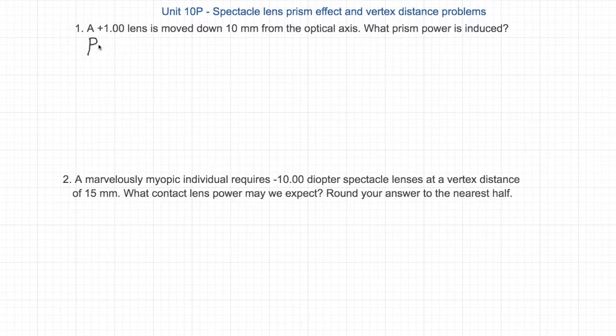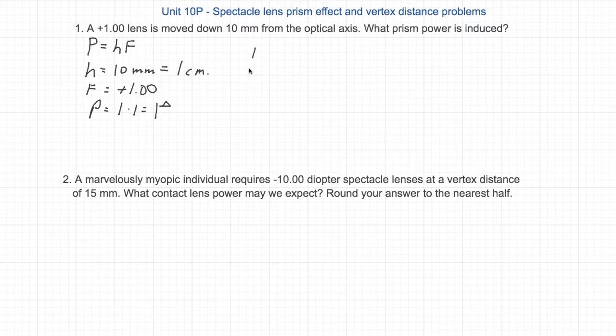Question 1, a +1 lens is moved down 10 millimeters from the optical axis. What prism power is induced? So the formula is prism power equals HF. H is the decentration in centimeters, so it's 1 centimeter. Power of the lens is 1, so we find that the prism power is 1 prism diopter. To figure out which way the base is, you have to realize if the lens is moved down, you're looking through the top half of the lens, which means the base of that prism is down.